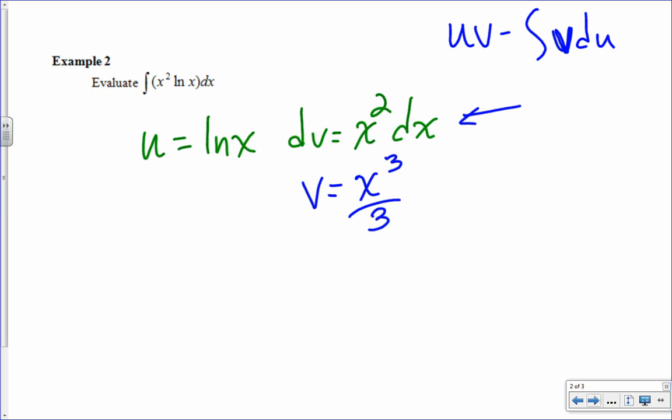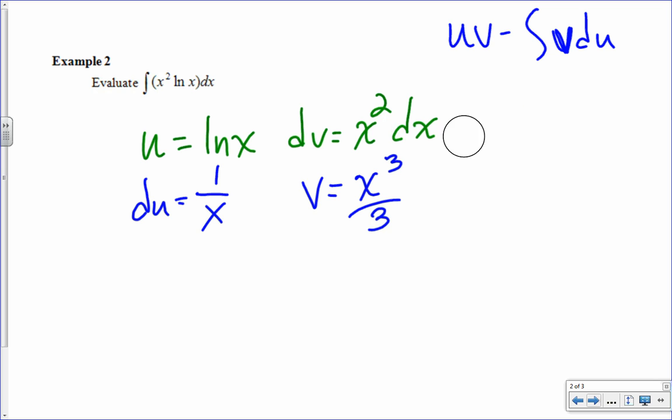So we got v. Now we're back to this formula, minus the integral of v du. Well, I already got v, I need du. Anybody remember the derivative of natural log of x? Yeah, x to the negative 1, otherwise known as 1 over x. Remember, that's the hard one to integrate, right? If you take it up a power, you're dividing by 0, then that's a problem. So do we have all the pieces we need?